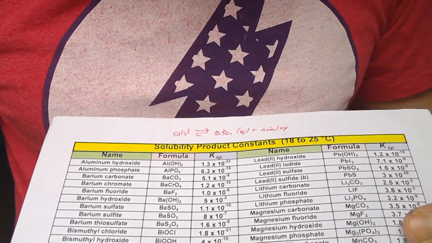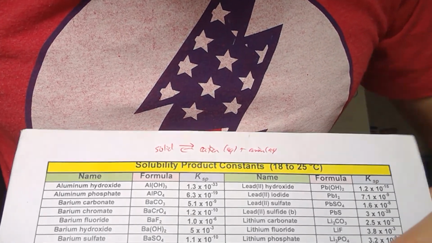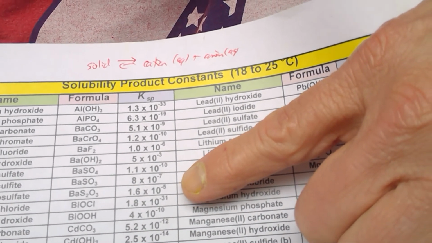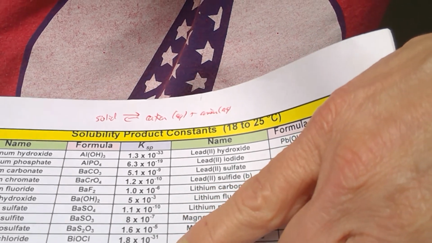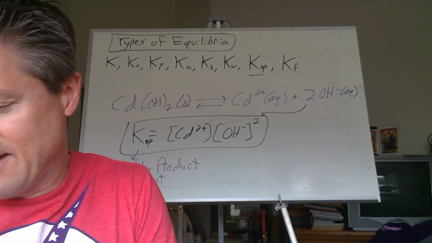So we look up cadmium. I don't have my glasses on, so I can't see real well. I think cadmium hydroxide's right there. So it looks like that is a 2.5 times 10 to the minus 14th. If you look at it real close, cadmium hydroxide, 2.5 times 10 to the minus 14th. Let me get a pen and we can write that down.